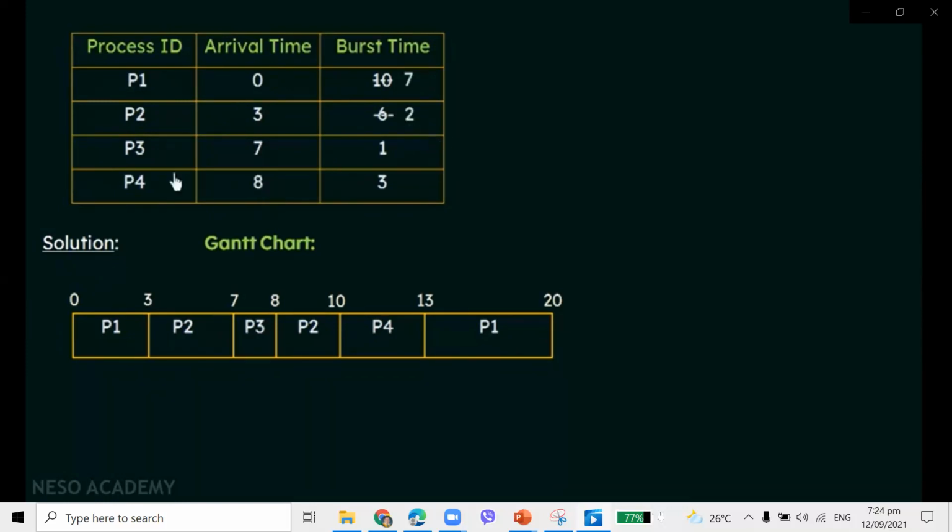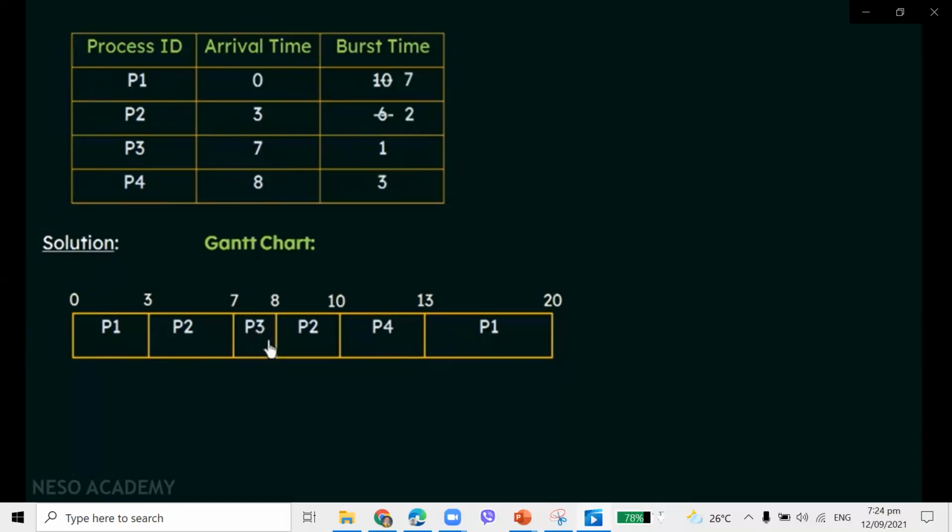And at that time P3 had arrived. And what is the burst time of P3? It is 1 millisecond. So among P2 and P3, which is the smaller one? We see that P3 is obviously the smaller one. It has only 1 millisecond of burst time. So P2 will also be preempted and P3 will be given the CPU. So we see in the Gantt chart that at the 7th millisecond when P3 arrives, P2 is preempted and P3 gets the CPU. And P3 executes for 1 millisecond.